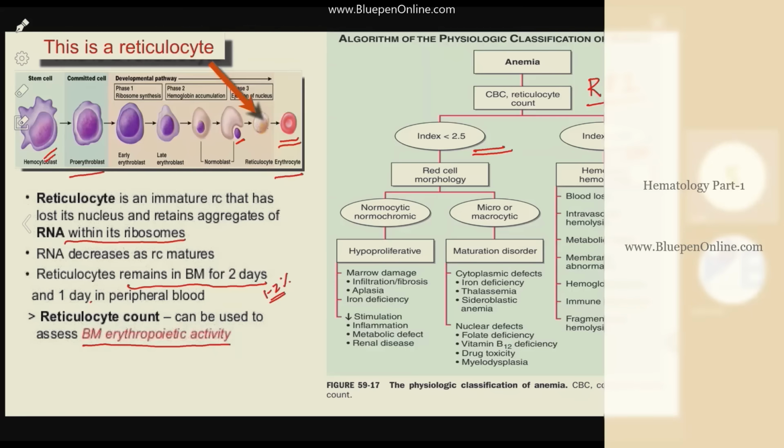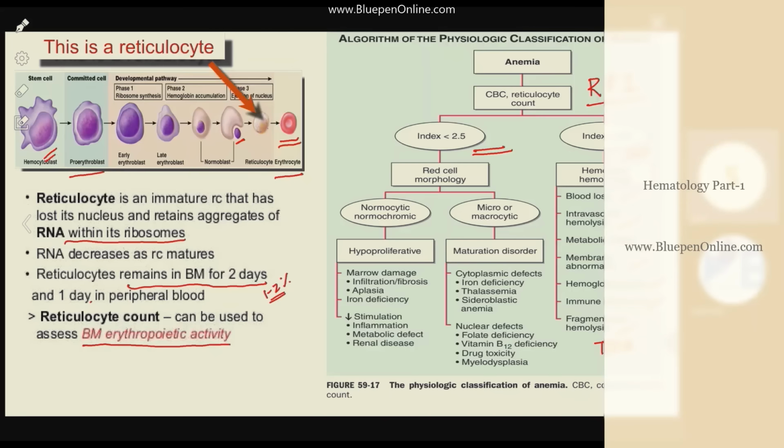So high reticulocyte production are ones which have blood loss, intravascular hemolysis, metabolic defect, membrane abnormality, hemoglobinopathies like thalassemia, sickle cell anemia, immune destruction like autoimmune hemolytic anemia, fragmentation hemolysis like thrombotic microangiopathy. Thrombotic microangiopathy is a fragmentation hemolysis.